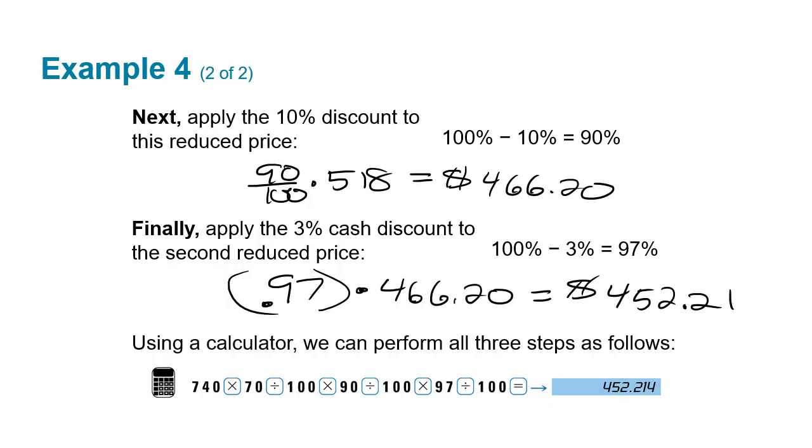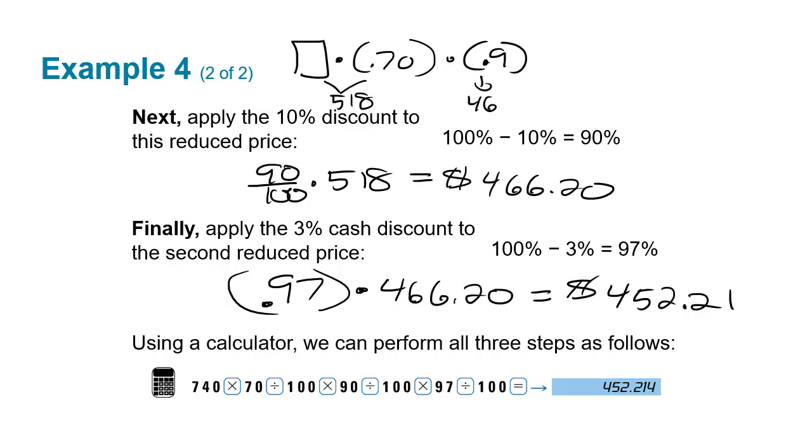Now, instead of doing each of those steps individually, you can realize that what happened is we started with an amount of money, we multiplied it by 70% to take the 30 away, and this is what gave us the 518. Then we took 518 and we just multiplied it by 0.9, right, to take the 10% away. And this is how we got down to 466.20. And then finally we multiplied that by 0.97, and that got us to our final answer.